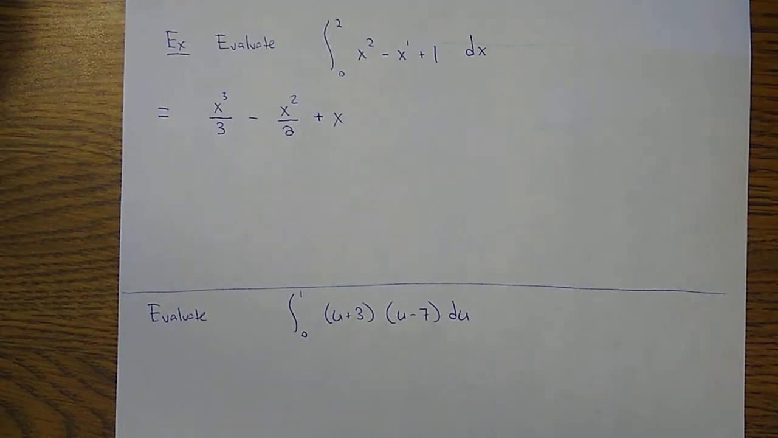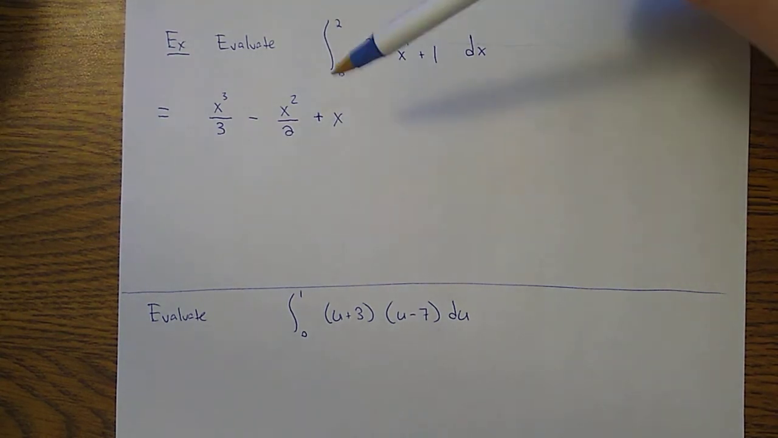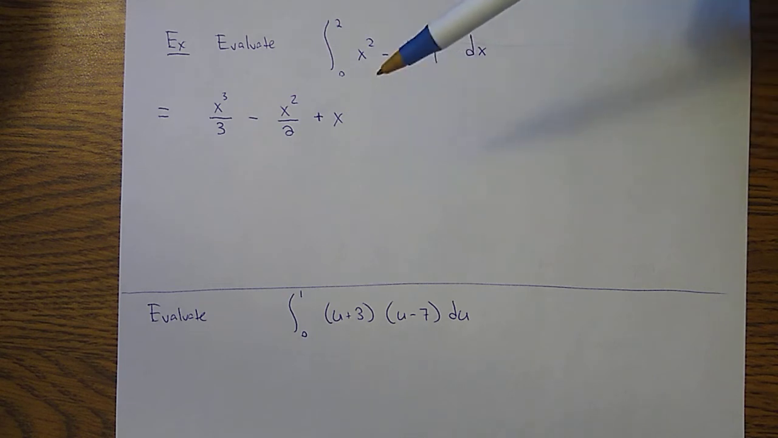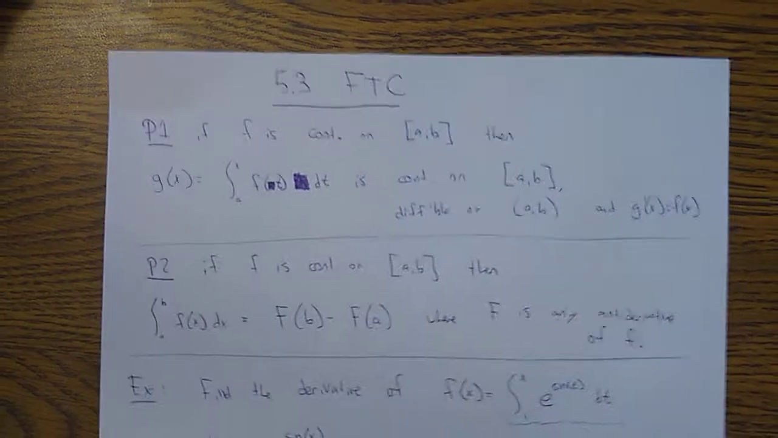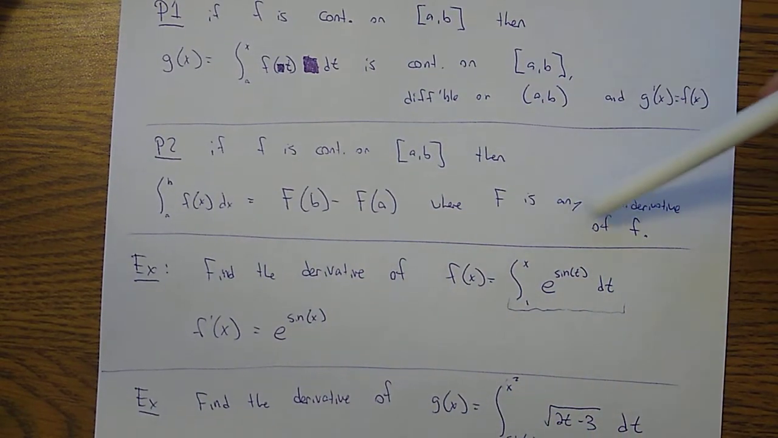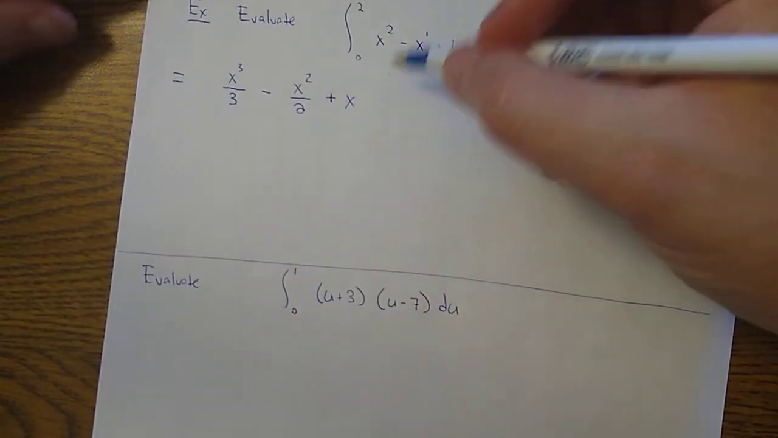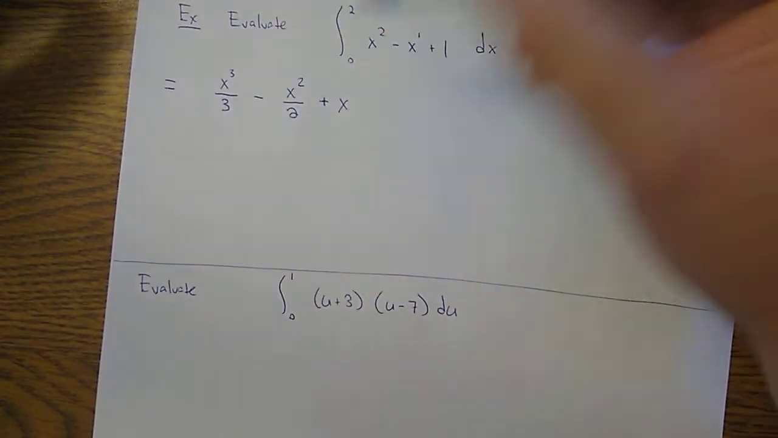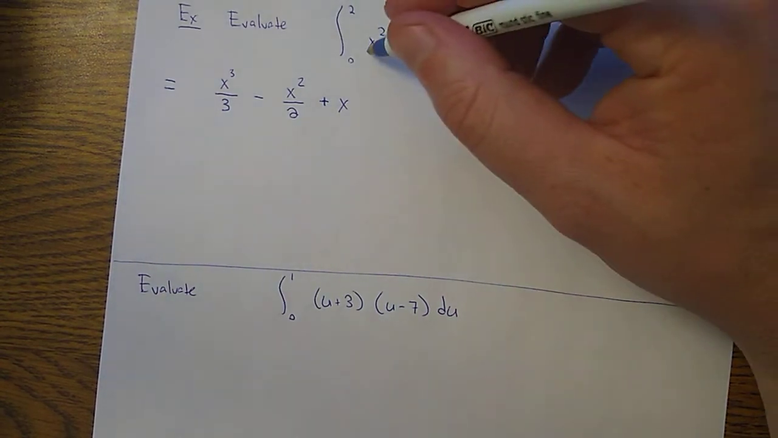Okay, so now let me pause for a moment. Normally, if I was trying to find the most general antiderivative, I would write plus c. But I'm not trying to find the most general antiderivative. In fact, if I look at what part 2 says, f is just any antiderivative. So I don't have to write plus a constant. I can just leave it like this. This is an antiderivative of this.